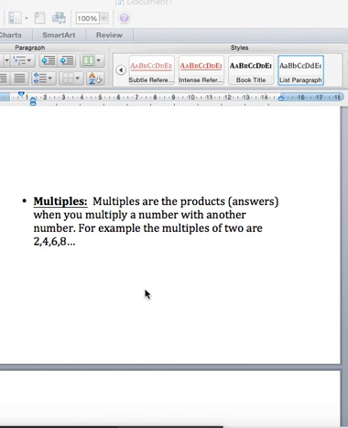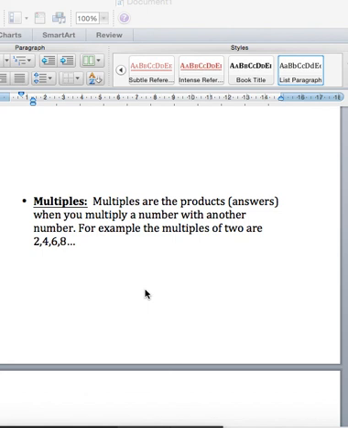Now the next keyword we are looking at are multiples. And students get confused with this one. It seems to be the hardest one possible. And if we haven't played Snail Trail yet, we'll play it soon. So multiples are the products. So products mean when we multiply two numbers, it's the answer of when you multiply two numbers.